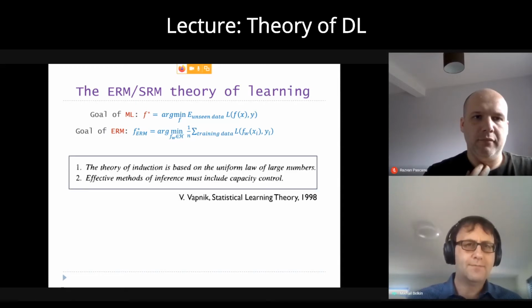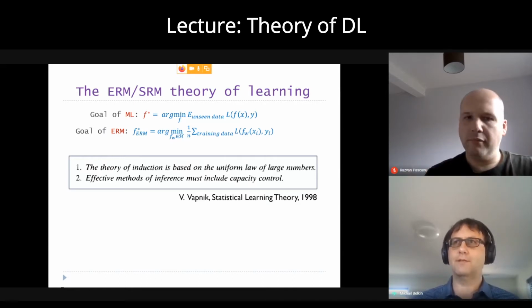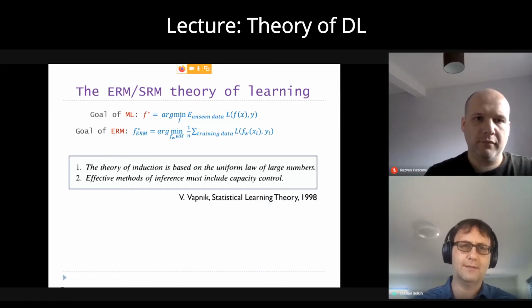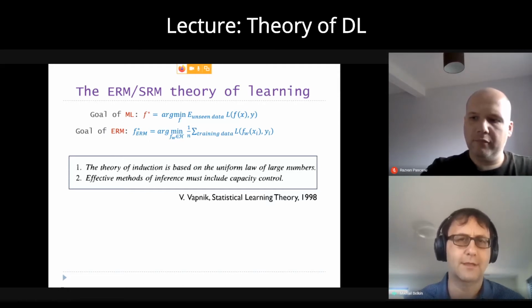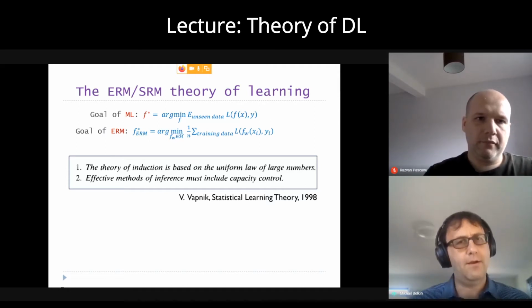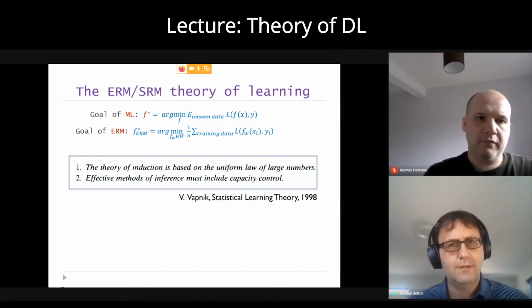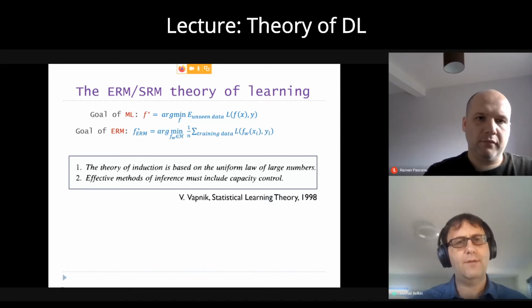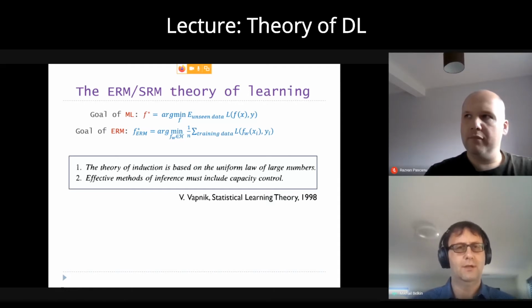So how do we do this? Well, the most standard description of this goes to Vapnik, and he described it quite nicely in his book on statistical learning theory. The theory of induction, as he calls it, is based on the uniform law of large numbers, and effective methods of inference must include capacity control. So I'm going to unpack those notions now and point out how this classical analysis works.